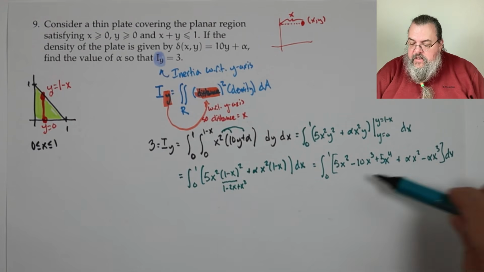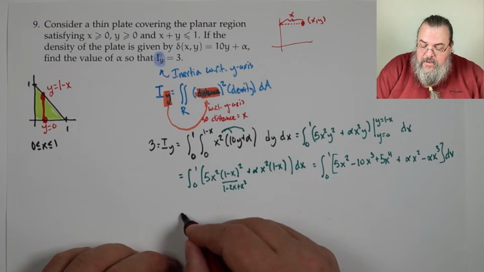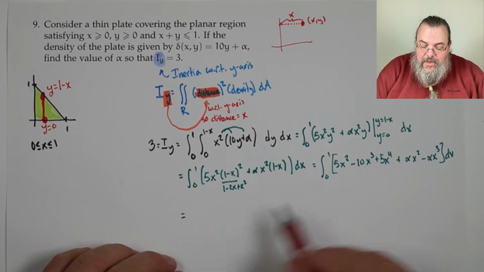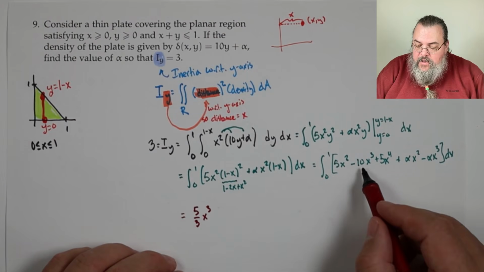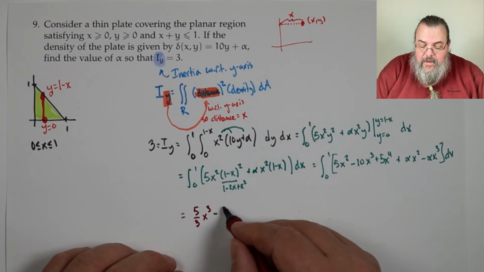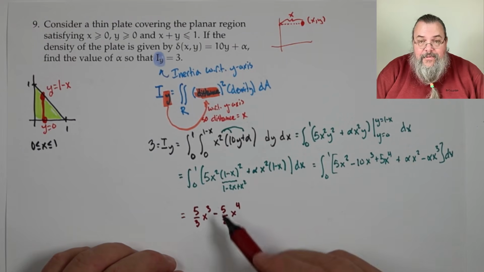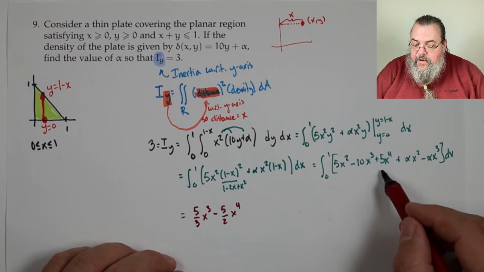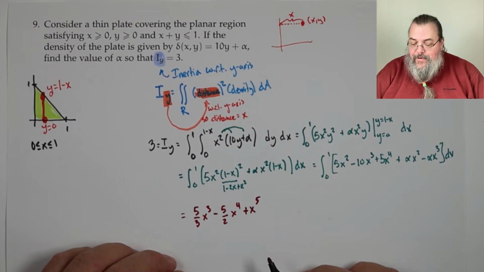And now I'm not going to combine these just because I don't know alpha, so I'll just keep those separate for now. Okay, so integrate patiently. We get 5/3 x cubed. Here we'll get minus 10 over 4 x to the 4th. Well, that becomes 10 over 4 becomes 5 over 2 x to the 4th, right? Divided by 4? Yes, 5 over 2. Then we get 5 over 5 x to the 5th. Well, we can just think of that as 1 x to the 5th.